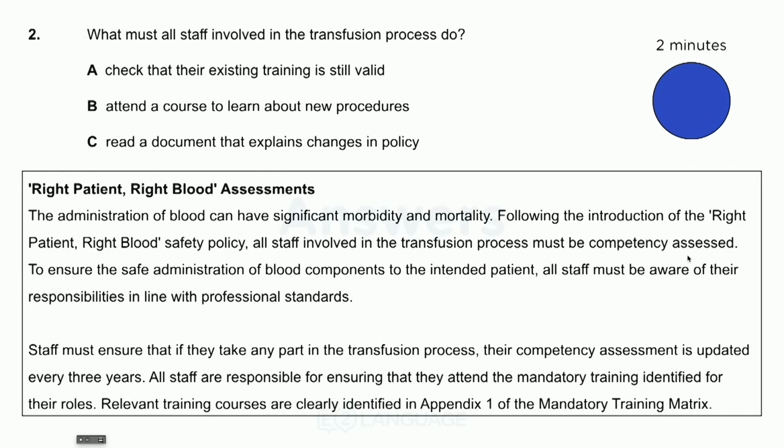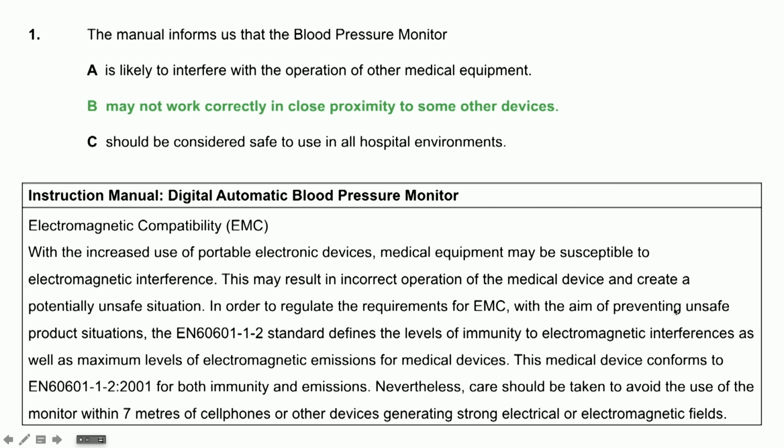All right, let's just quickly look at the answers. I'm not going to spend too much time on the answers because we'll look at that in the next set of questions we do. Number 1 was B there, so the manual informs us that the blood pressure monitor may not work correctly in close proximity to some other devices. That came down here from particularly this final sentence here where it says care should be taken to avoid the use of the monitor within 7 meters of cell phones or other devices generating strong electrical or magnetic fields.